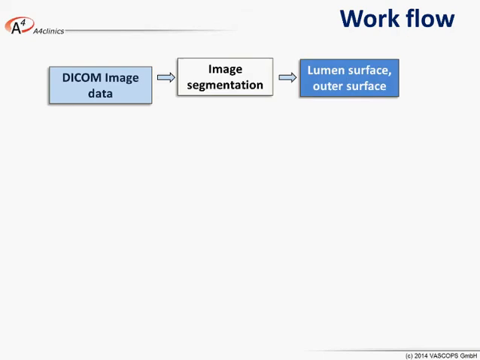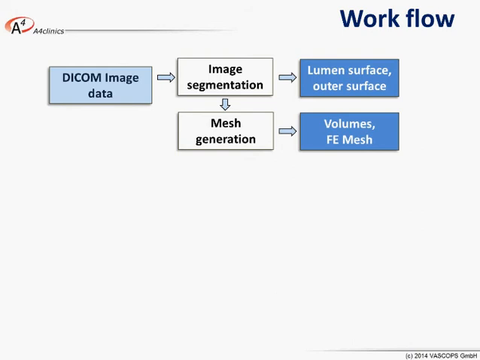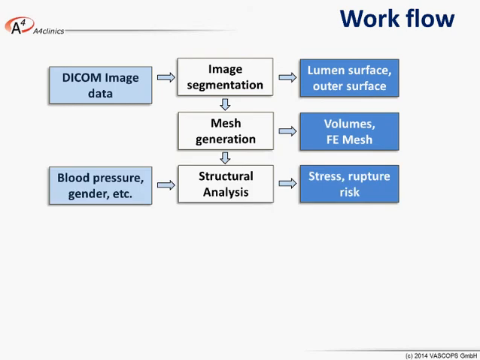Okay. Then this data runs in the image segmentation. Image segmentation means you semi-automatically generate a three-dimensional model. Then this runs into the mesh generation that builds your finite element mesh. Then it comes to the structure analysis. That's the finite element simulation. Of course, the simulation requires blood pressure, gender, and other properties, and then predicts your stress and rupture risk.